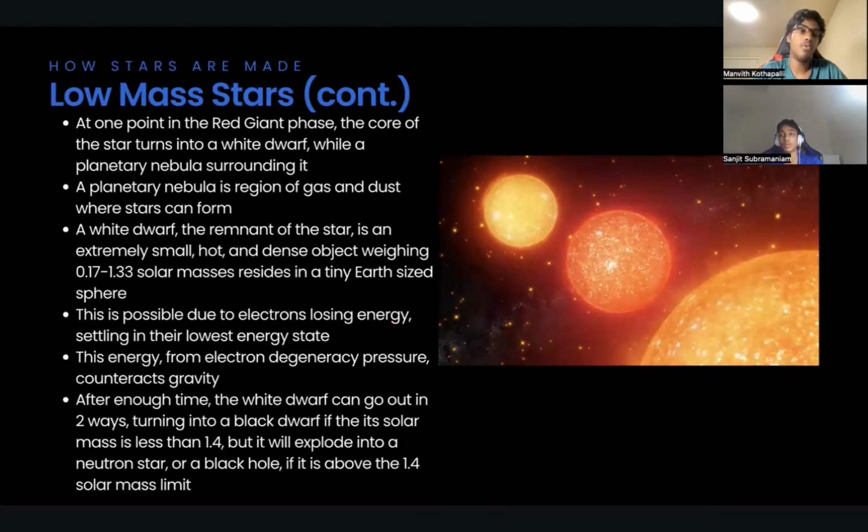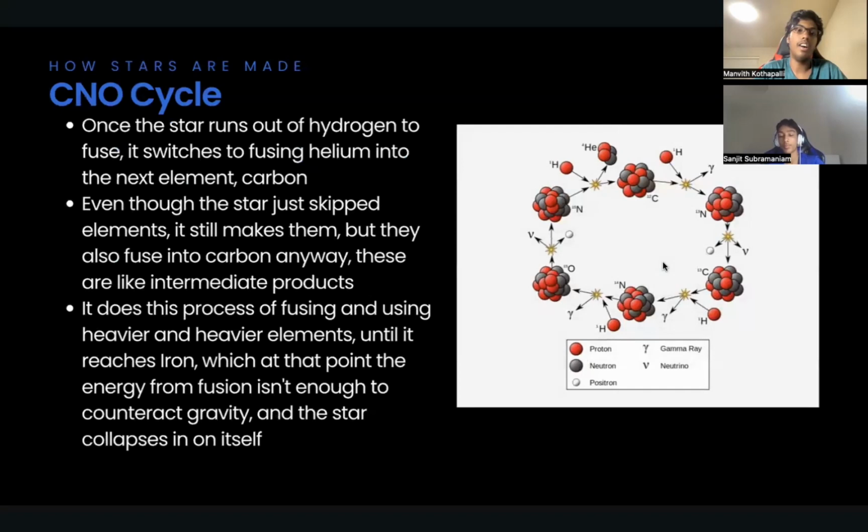Now, the CNO cycle is mainly for high mass stars. There are many differences between low mass and high mass stars. High mass stars remain for a significantly short period of time in the main sequence, as their massive structures cause them to burn their fuel faster. After the proton-proton chain, which fuses hydrogen into helium and helium into carbon, high mass stars will go through the CNO cycle, the carbon, nitrogen, oxygen cycle.